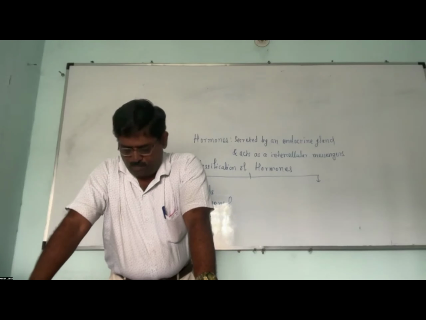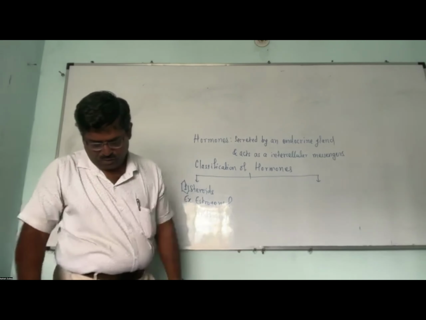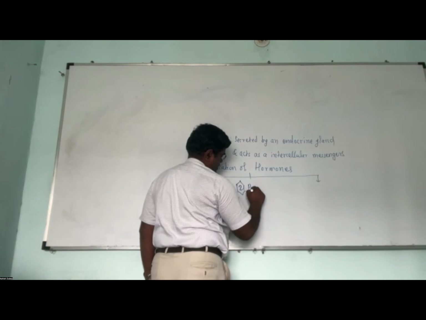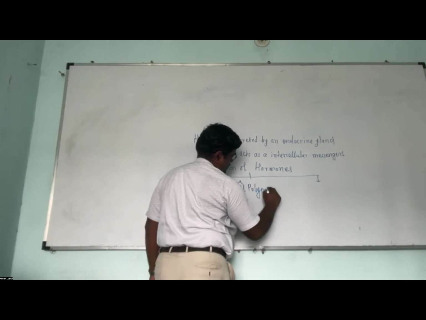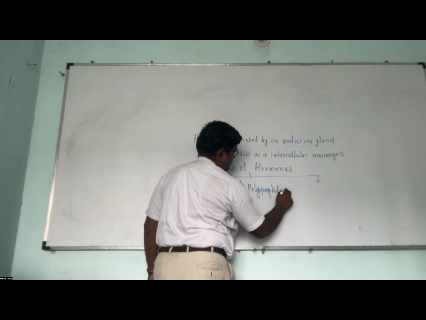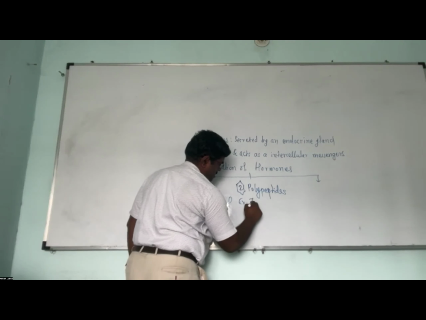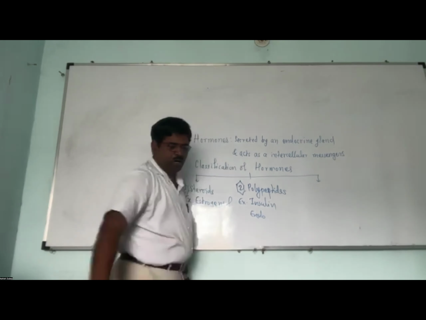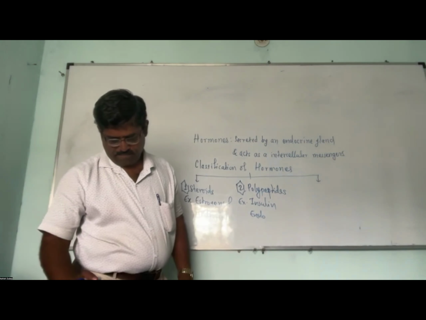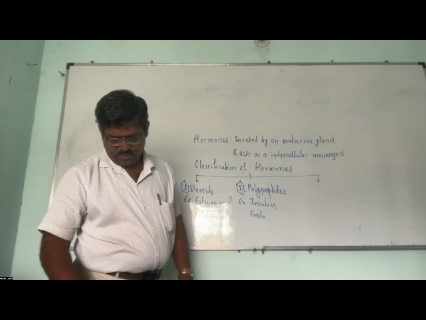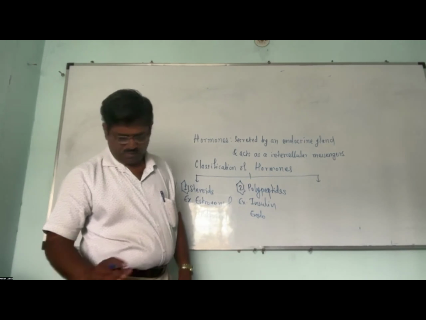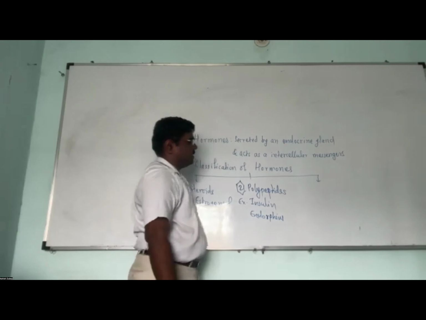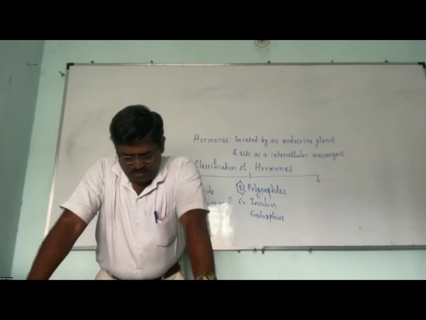Secondly, they are classified as polypeptides. Examples: insulin, then endorphins, etc.